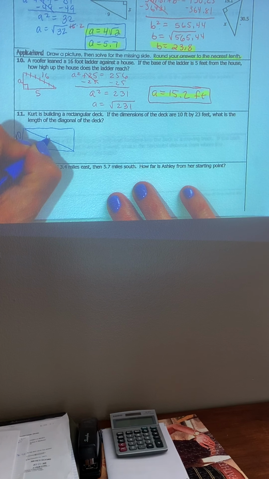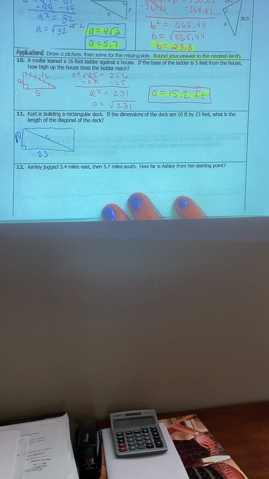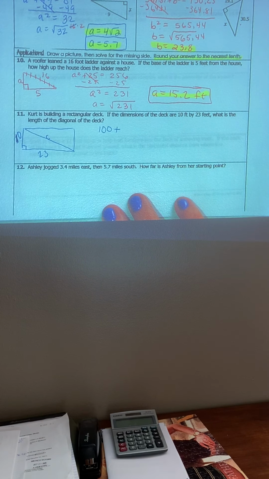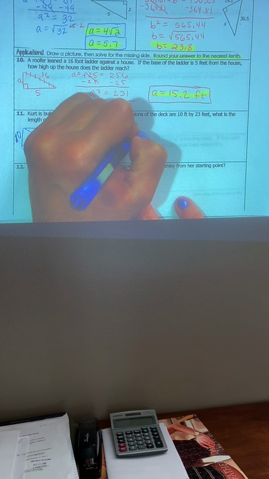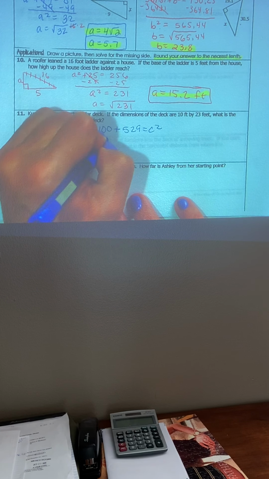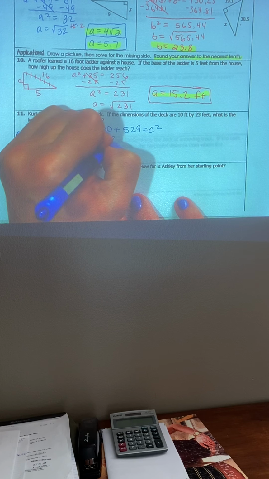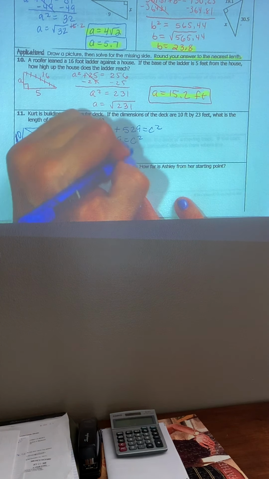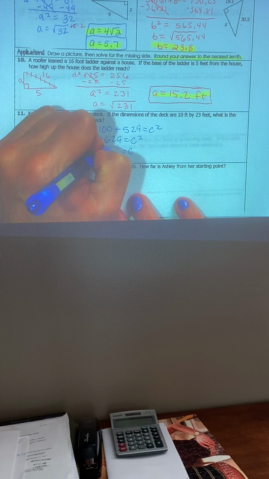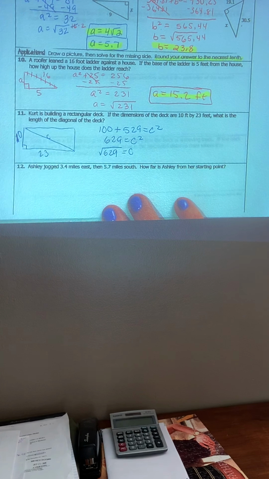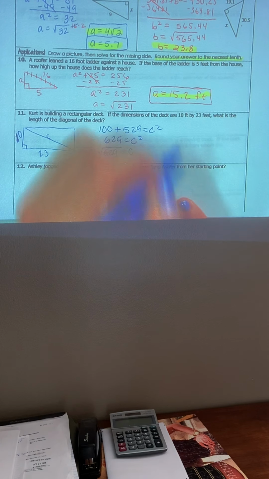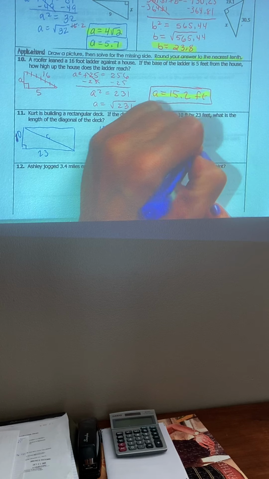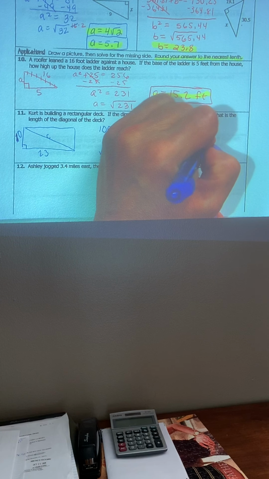So we obviously need to know C. All right, so it's a typical Pythagorean theorem. So 10 squared is 100. 23 squared is 529. That equals C squared. So that's 629 equals C squared. That's not my answer because that's C squared. I need C. Got to take the square root. The square root of 629 is 25.1. And we're talking feet.